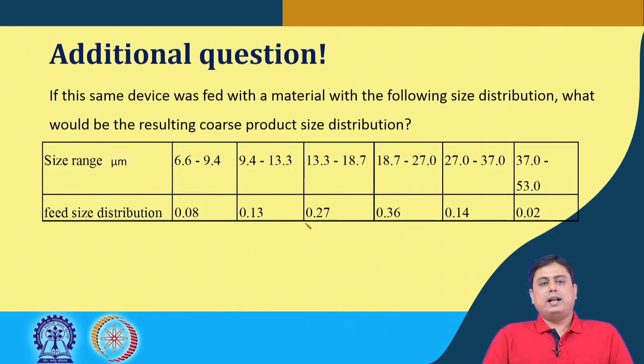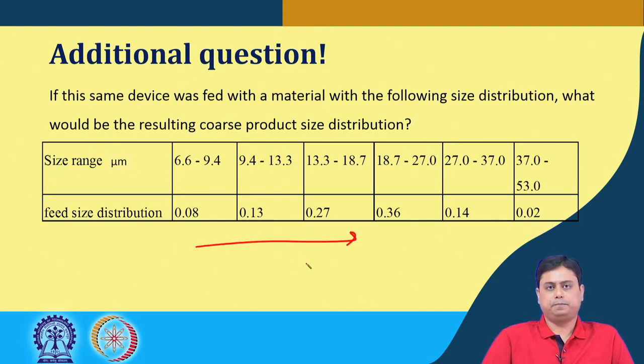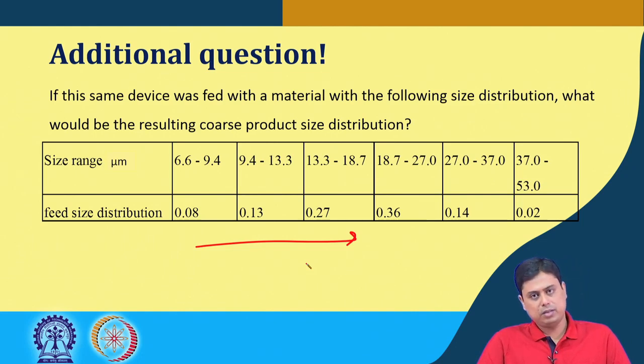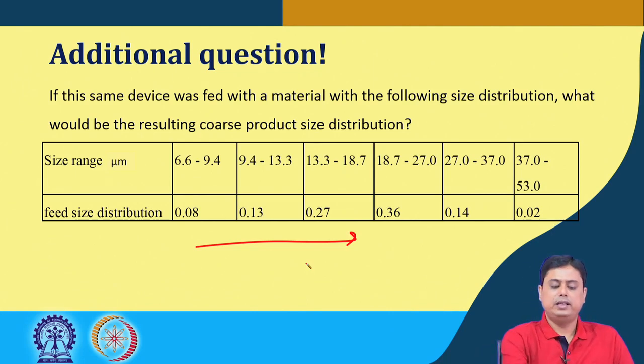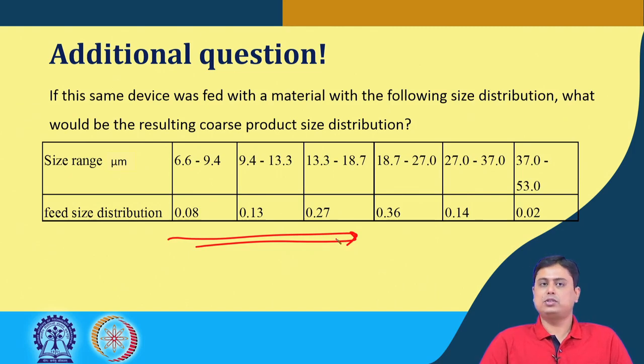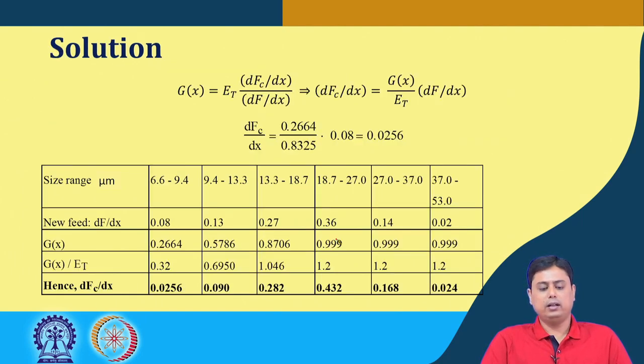The additional question is that if the same device was fed with the material of the following size distribution, that is given in the table, what would be the resulting coarse product size distribution? So, the cyclone separator remains the same, its characteristics remain the same, only there is the variation in feed, the size distribution is different. So, the question is, what would be the coarse product size distribution? So, how do we do that?